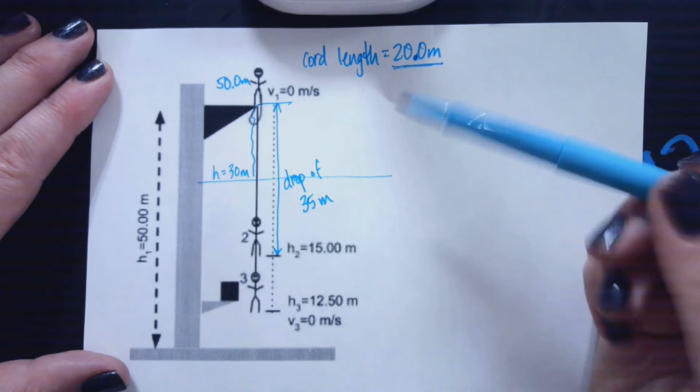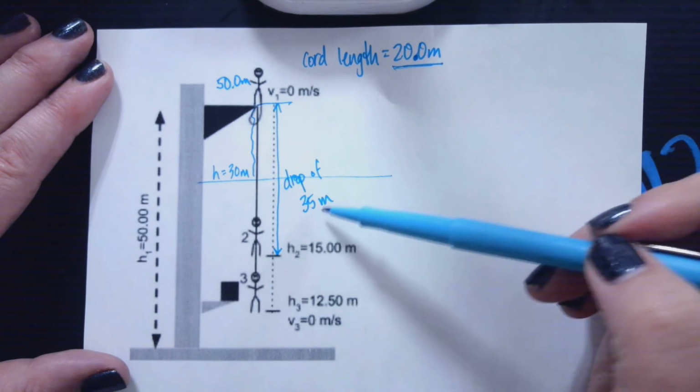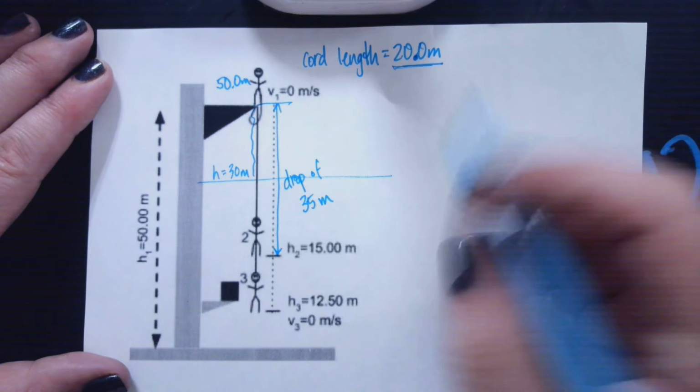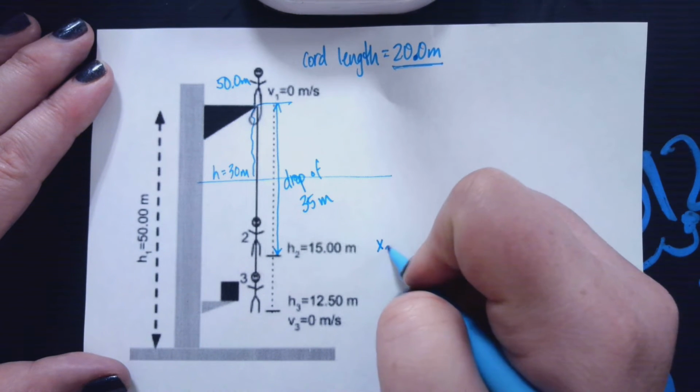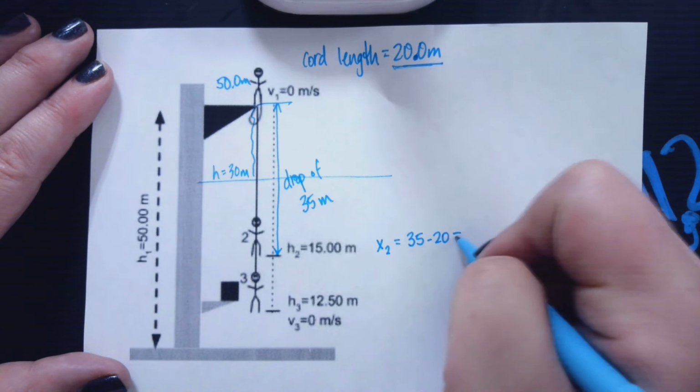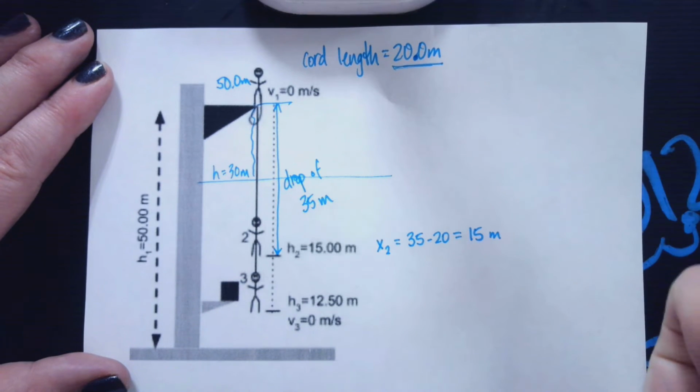So we can do this one of two ways. We can say, okay, the person dropped 35 meters. The cord length is 20, which means that it had to stretch an extra 15. So I could say X2 is equal to 35 minus 20, which is 15 meters.